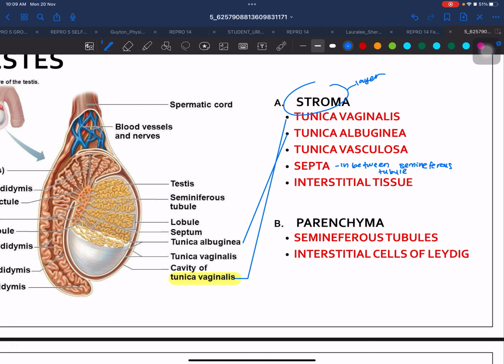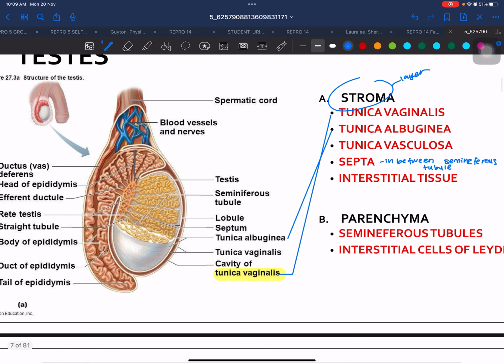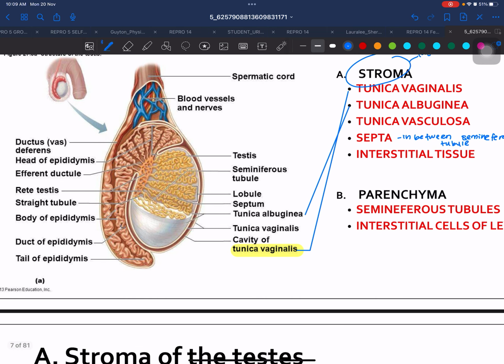Then the parenchyma, we have the seminiferous tubules and also the interstitial cells of Leydig. The Leydig cell is outside. The seminiferous tubules are the tubules that produce the sperm, from the spermatogonium till the spermatids. Nanti kita akan tengok the arrangement. The Leydig cell is outside and provides nutrition. Banyak lagi function of this Leydig cell kita akan tengok after this.